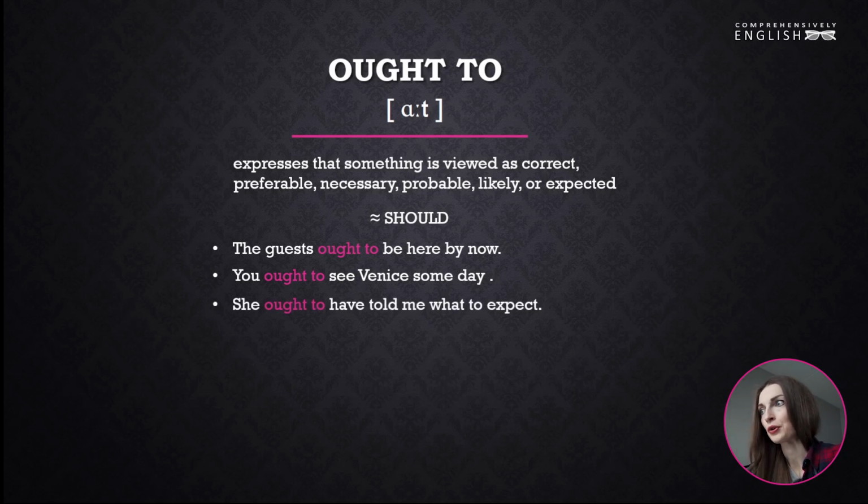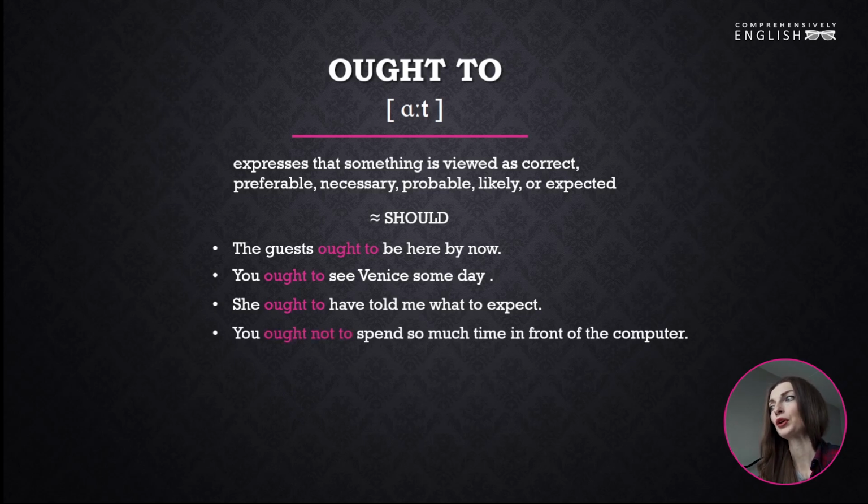She ought to have told me what to expect. Here, ought to expresses reproach. So we expected that she would tell us something, but she didn't. And we say, she ought to have told me what to expect. We can also say, she should have told me what to expect. You ought not to spend so much time in front of the computer. You should not spend too much time in front of the computer.